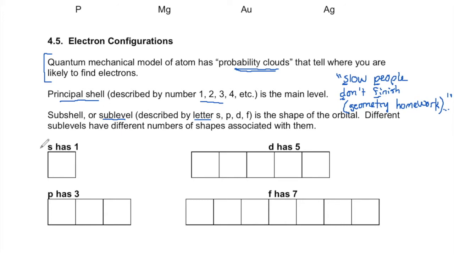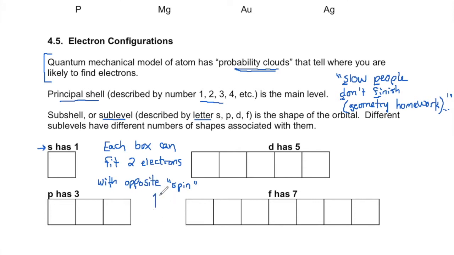So the first sublevel, S, has one orbital, and each orbital can fit 2 electrons. So each box fits 2 electrons. Each of these boxes that I'm drawing here can fit 2 electrons with opposite spin. So the electrons are usually shown as an arrow, one pointing up and one pointing down.